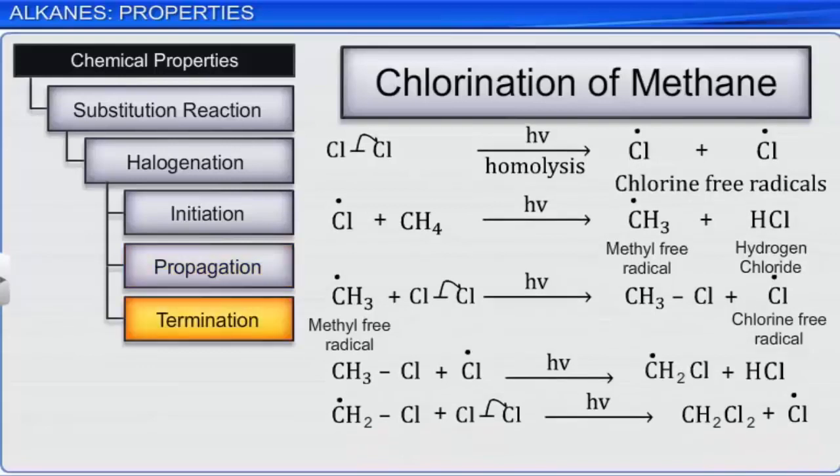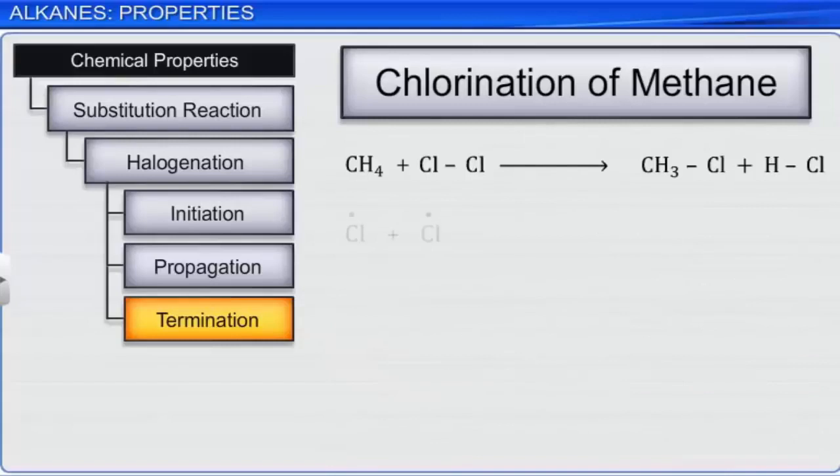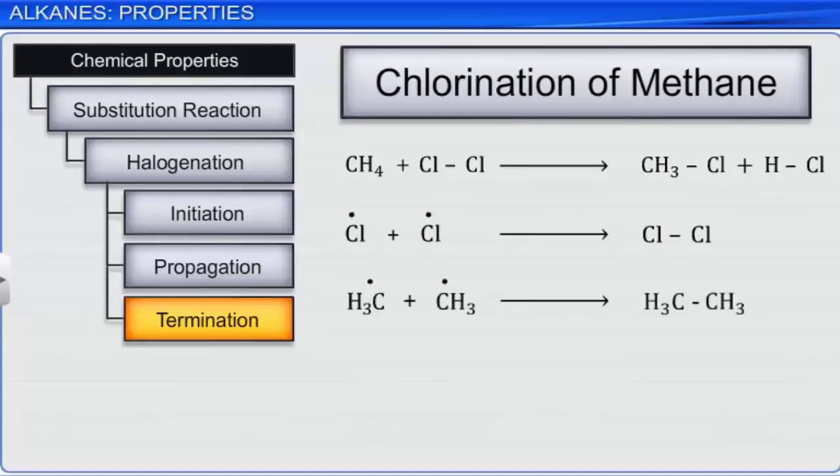During termination, the reaction stops either because all the reactants have been consumed or because of the following possible chain-terminating reactions. One possible reaction is that 2 chlorine free radicals combine to form a chlorine molecule. Another possible reaction is that 2 methyl free radicals combine to form ethane. Or a chlorine free radical and a methyl free radical combine to form chloromethane. Thus, in the chlorination of methane, ethane is obtained as a byproduct.